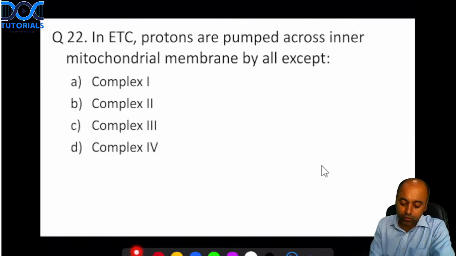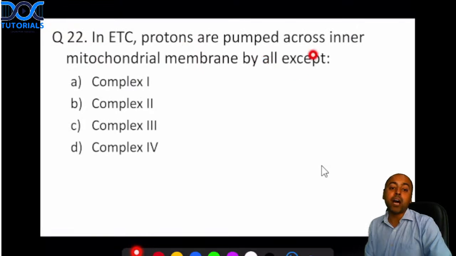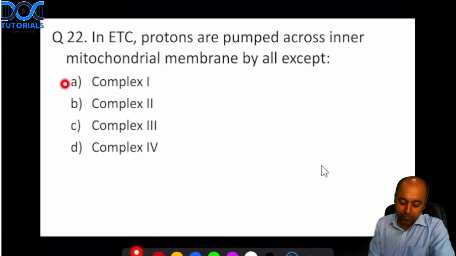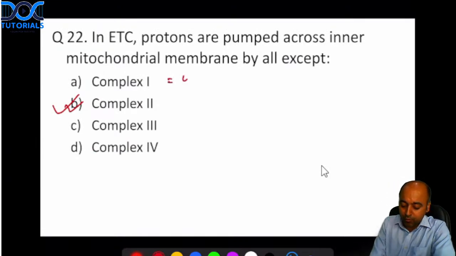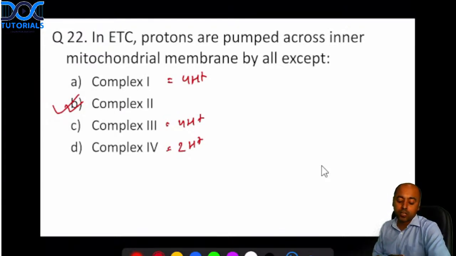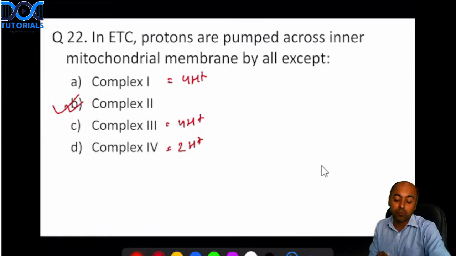Question number 22. In electron transport chain, protons are pumped across inner mitochondrial membrane by all except. Okay, so here we have options complex 1, 2, 3, 4. What you have to remember, complex 2 does not pump protons. Complex 1 will pump 4 protons. Complex 3 will pump 4 protons. Complex 4 will pump only 2 protons. So the complex 1, 3 and 4 will pump protons. Complex 2 does not pump protons.